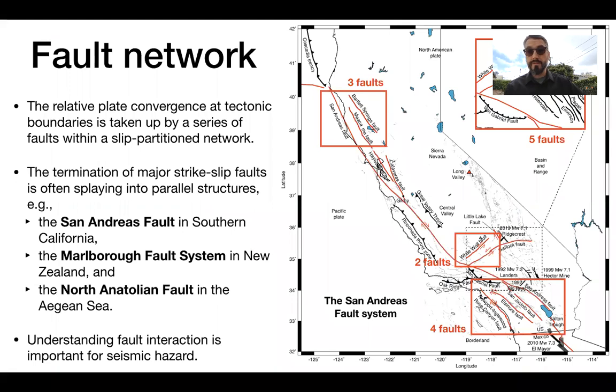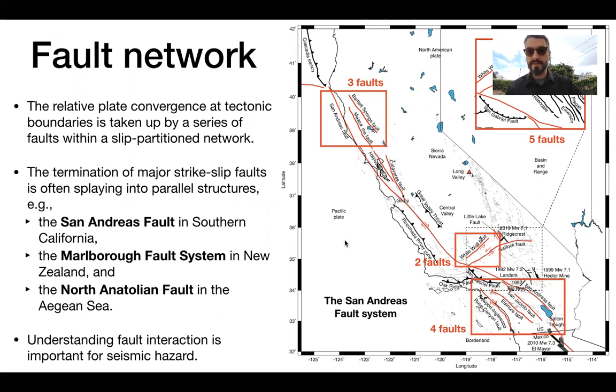The relative plate convergence at tectonic plate boundaries is taken up by a series of faults within a slip partition network. The termination of major strike-slip faults is often splaying into parallel structures, for example, at San Andreas Fault in Southern California, the Marlborough Fault System in New Zealand, or the North Anatolian Fault in the Aegean Sea.